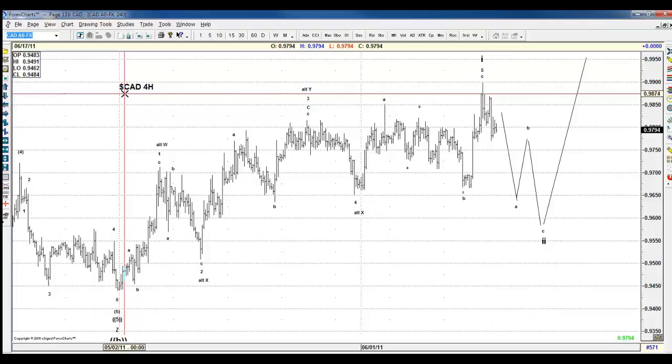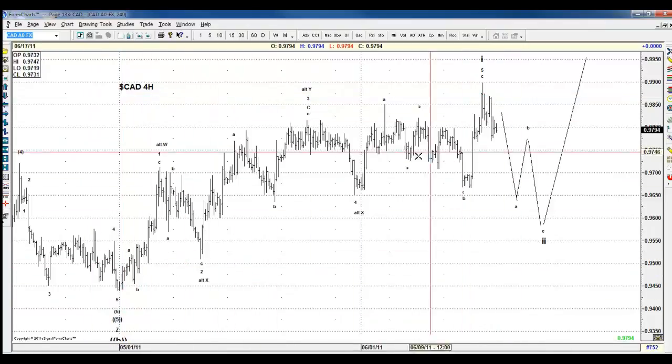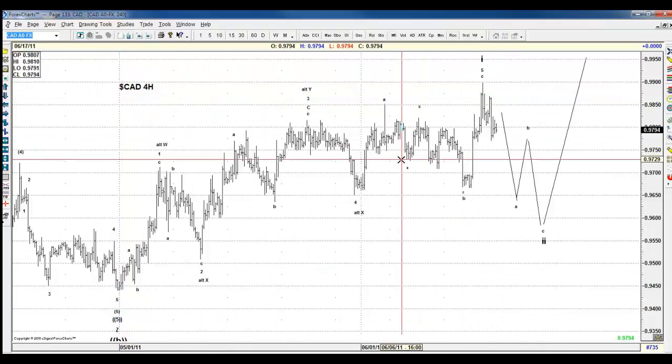When the CAD is going to get strong against the dollar, that means higher oil, that means higher S&P, and that means lower dollar. Also, that means that the euro dollar is going to get higher. Keep that in mind, guys. This CAD is huge for the market. Very, very huge for the market, in my own opinion.